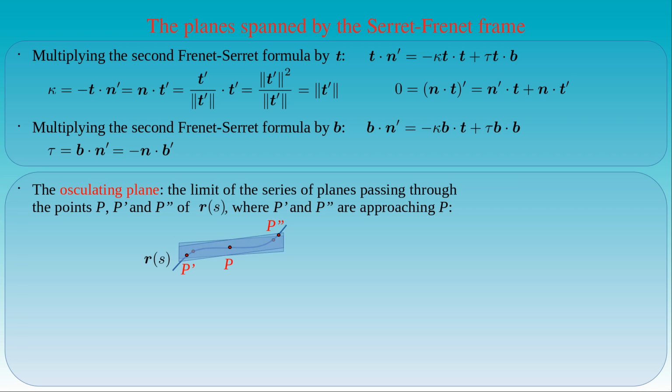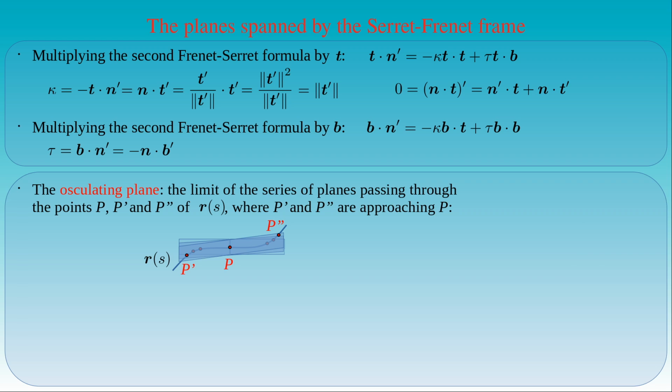Then we can move the points P' and P'' along the curve so that they are closer to the point P. Then the new points with the point P determine another plane. We can choose the new points P' and P'' even closer to the point P, defining another plane with this new point set. We can continue this process with a series of point pairs P' and P'', which are approaching the point P on the curve. As a result, we obtain a series of planes passing through the points P, P', and P''. In the limiting case, the points P' and P'' are getting infinitely close to the point P, and the limit of the series of planes is defined as the osculating plane.